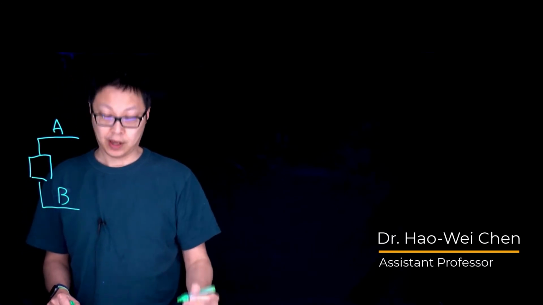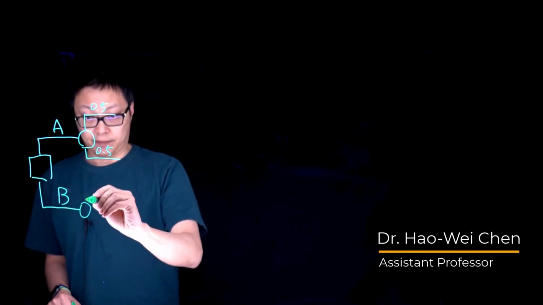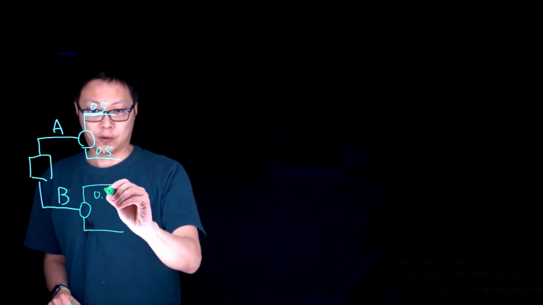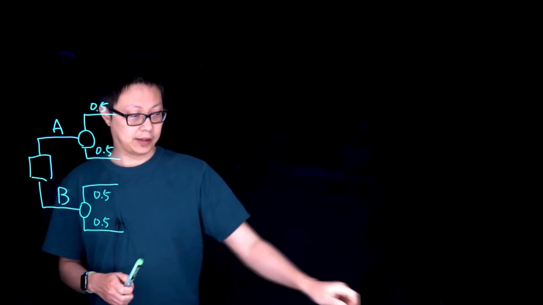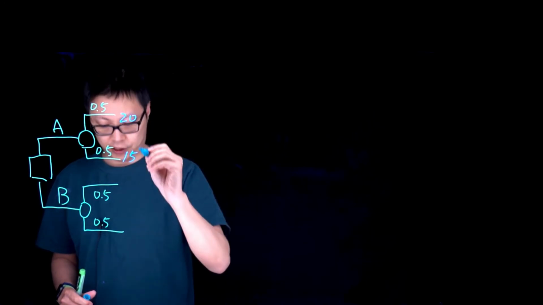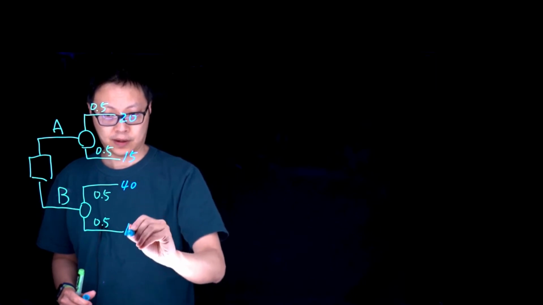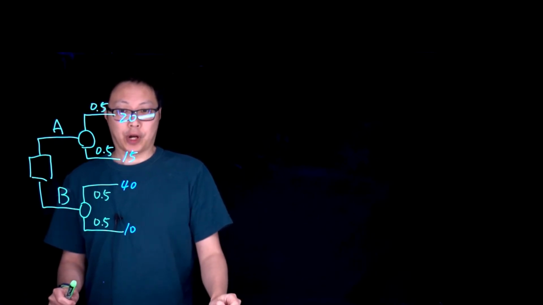Option A and option B. For A, there are two possibilities with equal chance. And for B, again, there will be two possibilities with equal chance. The payoff in this case will be 20 here, 15 here, 40, and 10. And so that's the problem that we are trying to solve.